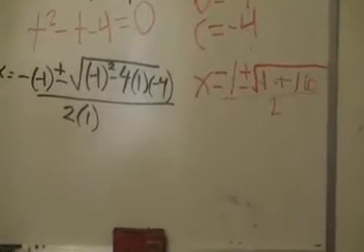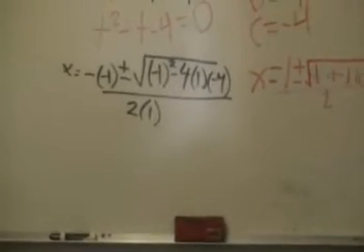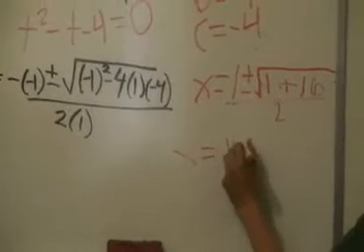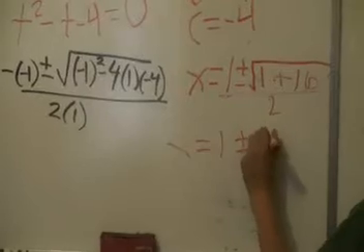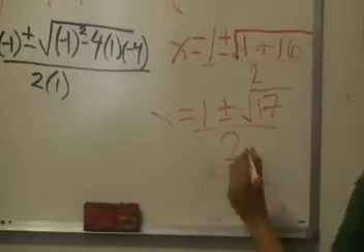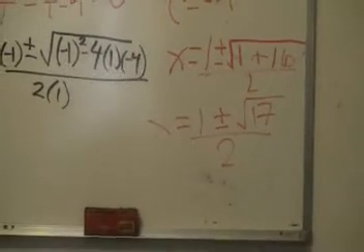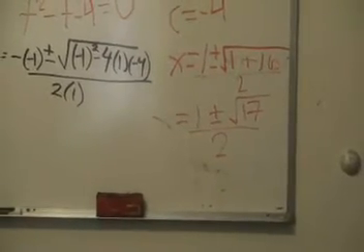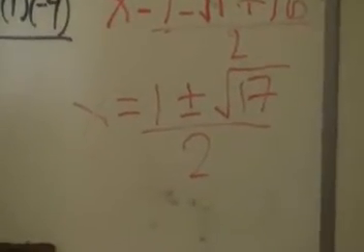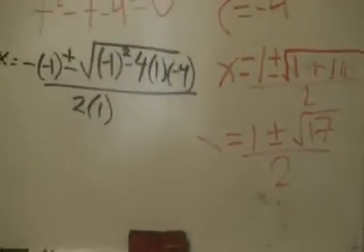And then after that, you simplify it even more by adding the 1 and the 16 together. So it becomes x is equal to 1 plus or minus the square root of 17 over 2. And since 17 doesn't have a perfect square root, you leave your answer as the square root of 17. So your final answer is x is equal to 1 plus or minus the square root of 17 over 2. And we're done.